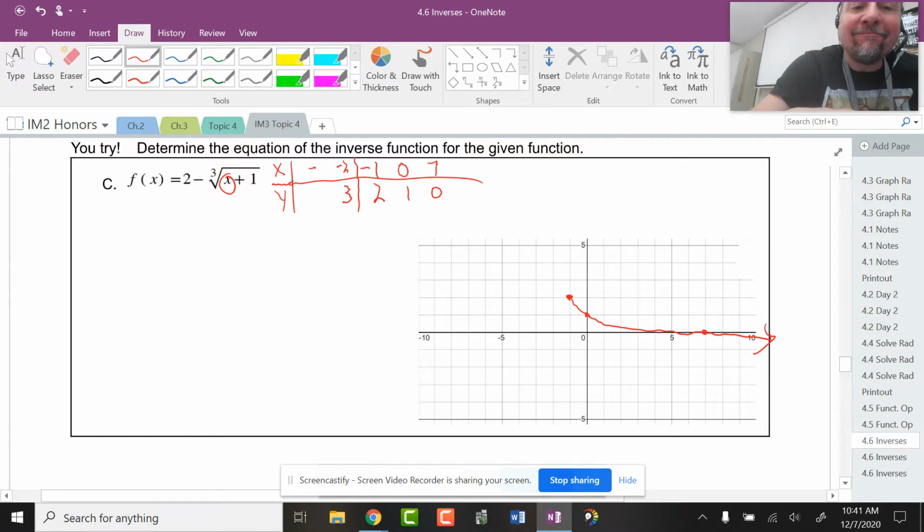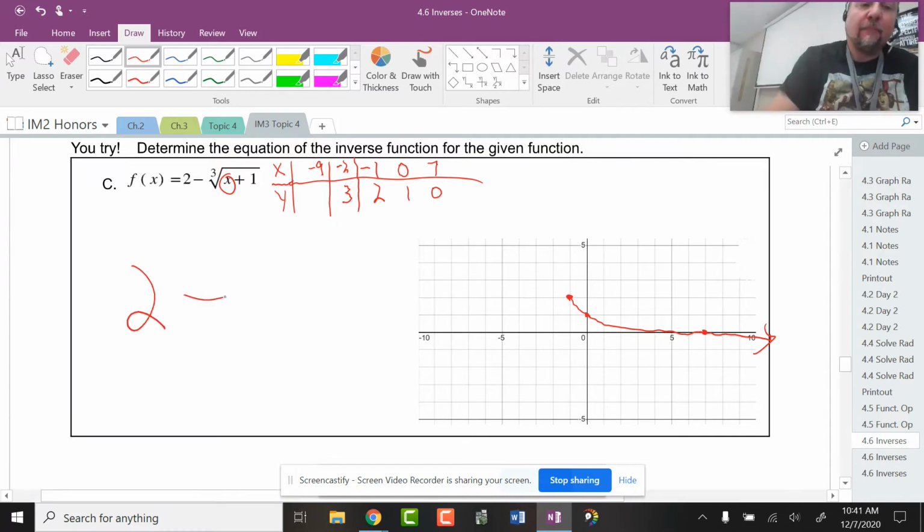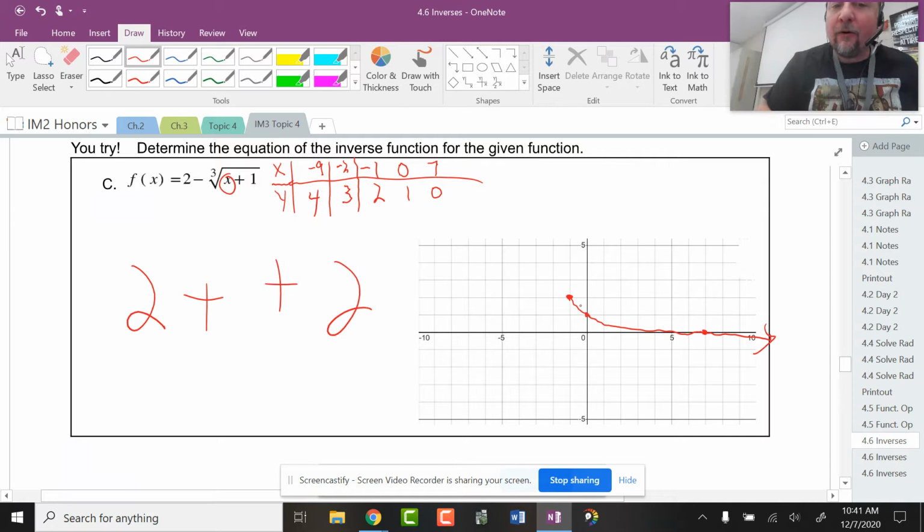It's negative 9. Why? What's negative 9 plus 1? What's the cube of negative 8? Negative 2. What's 2 minus negative 2? Oh, he did it again. 2 minus negative 2. 2 minus negative 2. 4. Okay. All right. Now I can graph those.